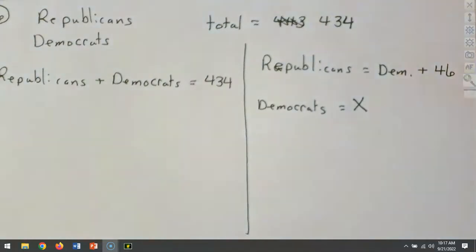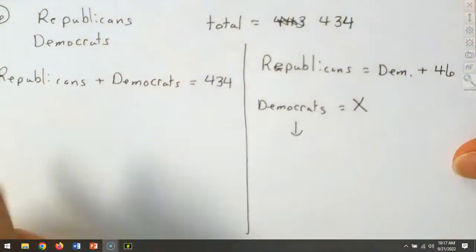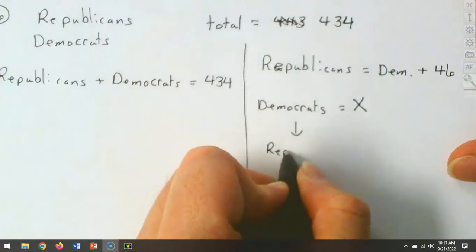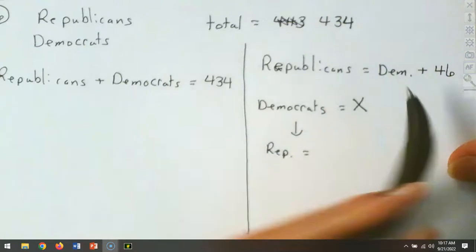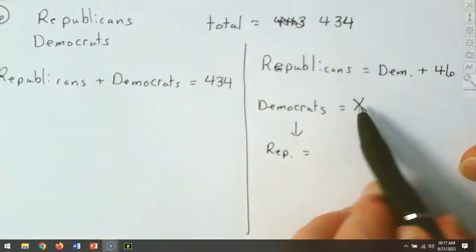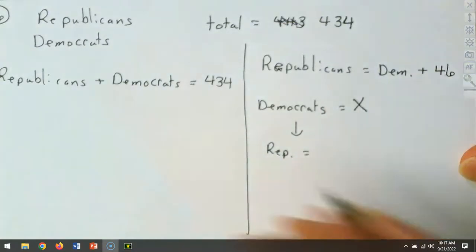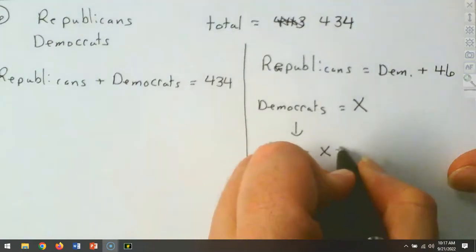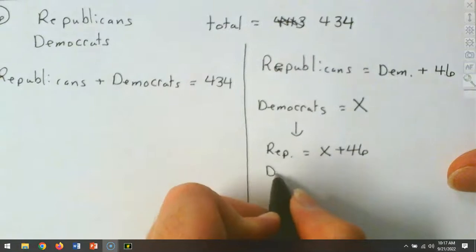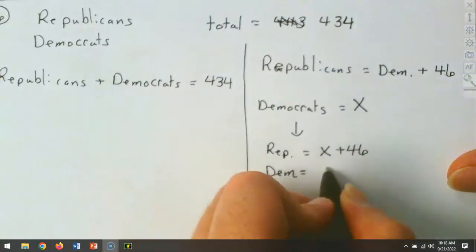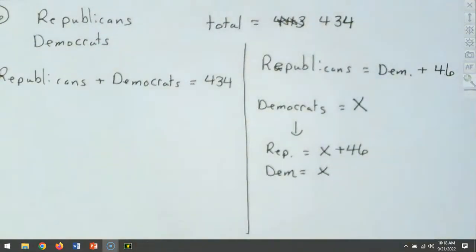Now we can rewrite it, and I'm going to abbreviate these. So Republicans, what do we have? Democrats plus 46. What did we call the Democrats? X. So that's going to be x plus 46. The Democrats, we don't know, so that is still our x there.